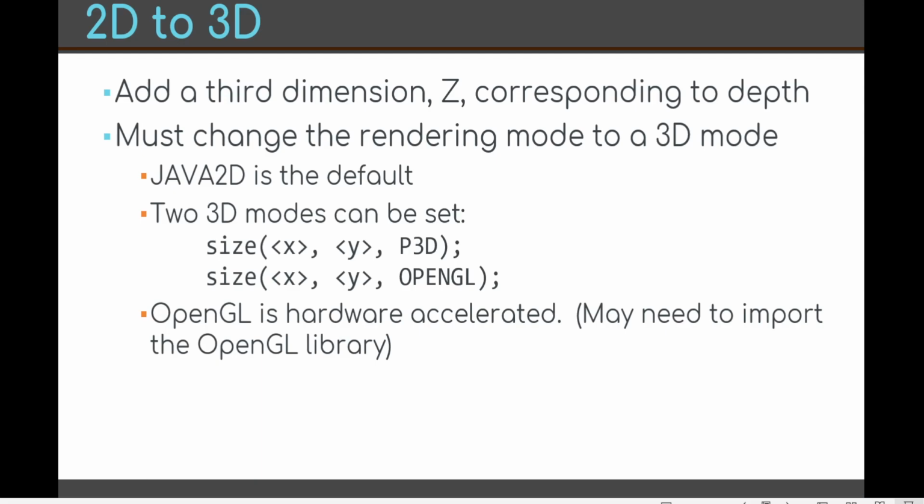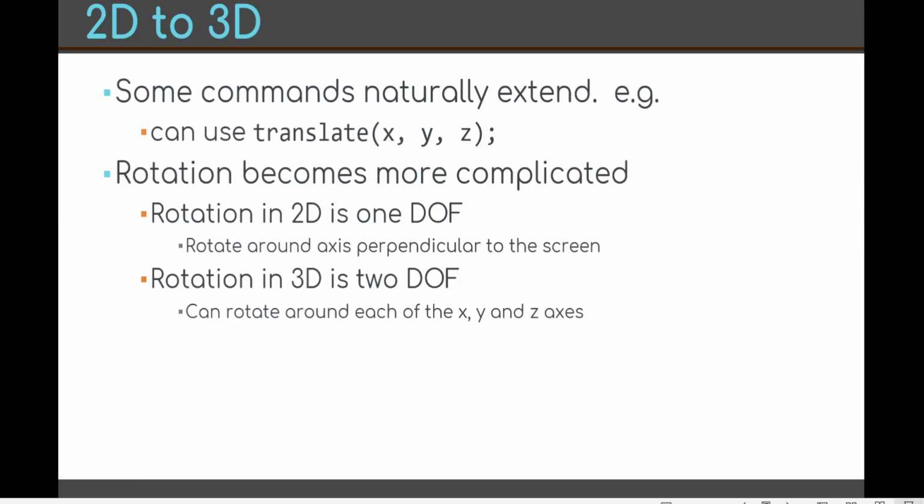So by default, we're using Java 2D. But there are 3D modes. You can set them, so you can use P3D or OpenGL. OpenGL is the commonly used standard open graphics library for three-dimensional rendering, and it's hardware accelerated. You may need to import the OpenGL library, but if you use Processing's 3D library import, it should take care of all of this for you.